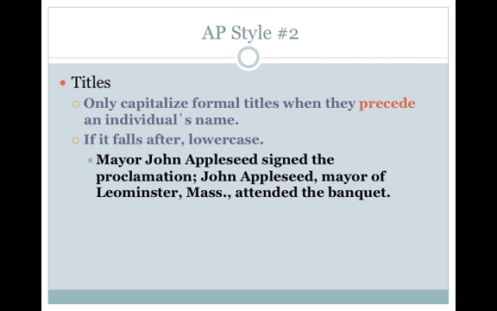So here you see, Mayor John Appleseed signed the proclamation. Mayor is going to be capitalized. But if you set it off in commas, make it a parenthetical, John Appleseed, mayor of Lowminster, Mass., attended the banquet, you see that mayor is not capitalized. So unless that title is coming right before the person's name, no capital letters. And in general, you want to be thinking every time you use a title, where am I putting this? Is this before the person's name or after the person's name? If it's directly before the person's name, go ahead and capitalize it, but otherwise make it lowercase.